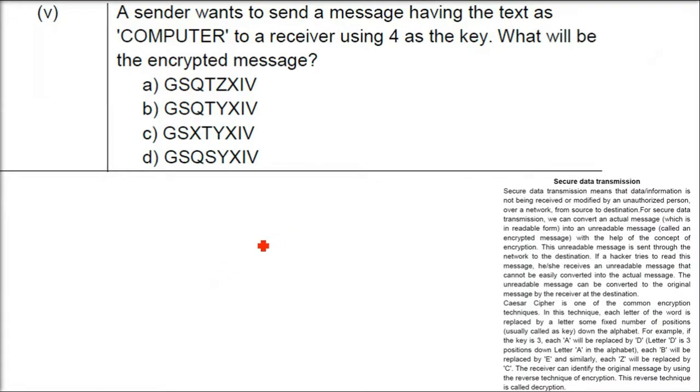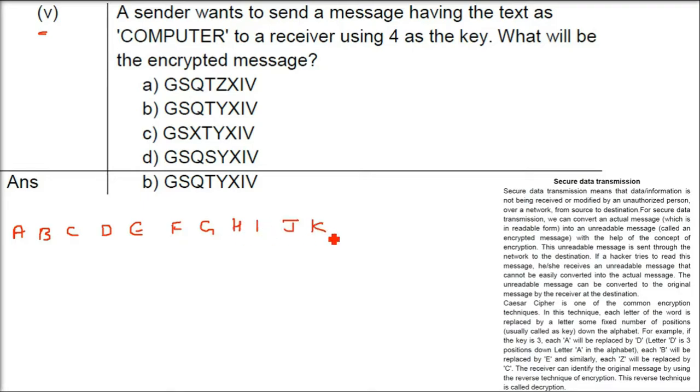Now a sender wants to send a message having the text as computer to a receiver using 4 as the key. What will be the encrypted message? Now this is a big question. I don't understand why they have given it 1 mark. It will take time because there are 26 characters and almost all of them are used. So let us write it here. A, B, C, D, E, F, G, H, I, J, K, L, M, N, O, P, Q, R, S, T, U, V, W, X, Y, Z.